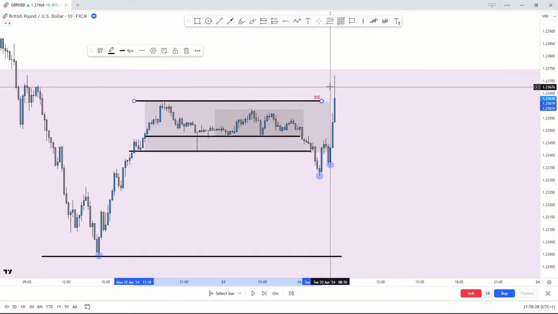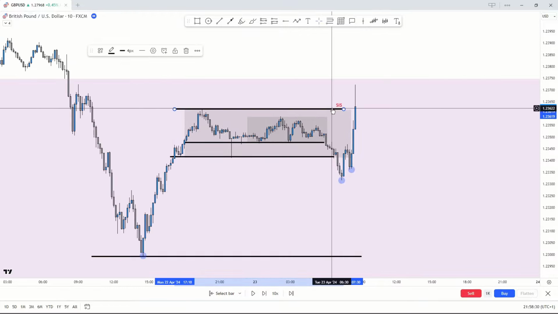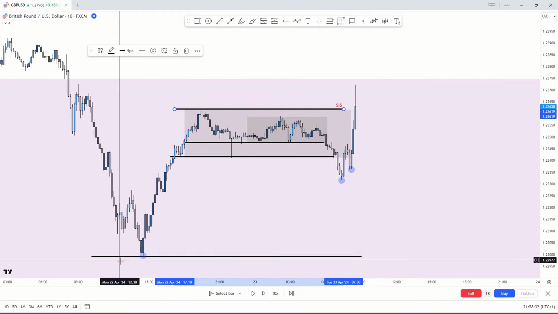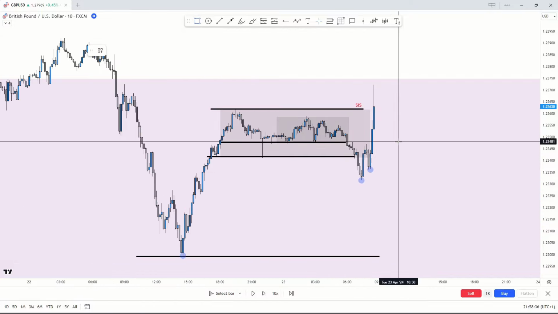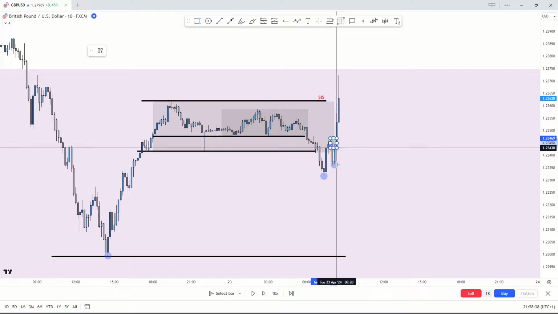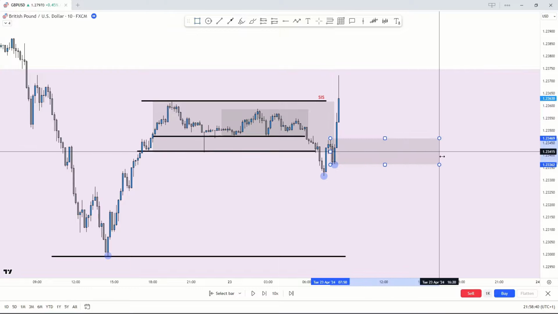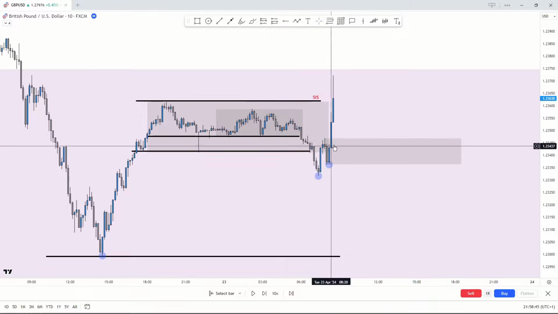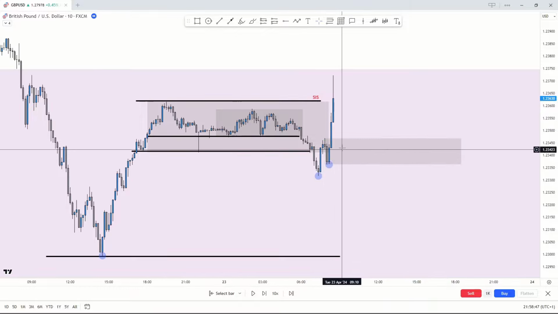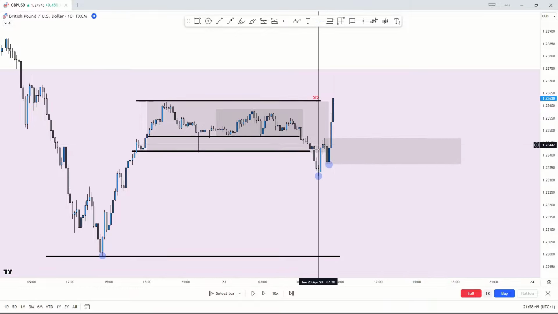So we're moving on to step number 4, right? We've seen the shift in structure. We've seen the liquidity being swept. We now have a state of bullish order flow, and I'm feeling really confident about this trade. So we're going to move on to step number 5. This is the demand zone that I will be going for. Why? Because it's the last point of sort of market inefficiency that price needs to come back and fill up.